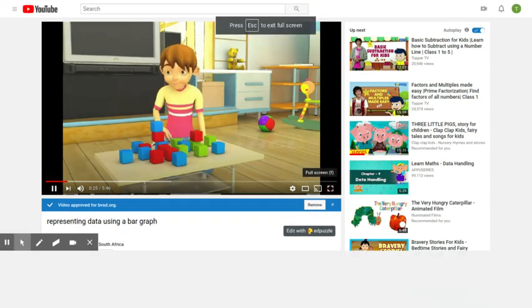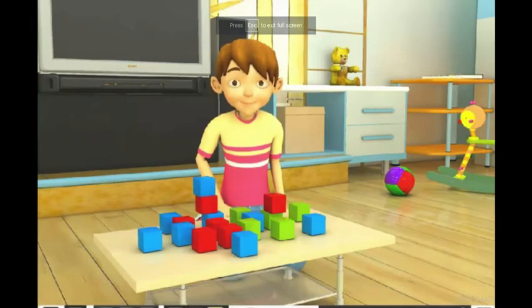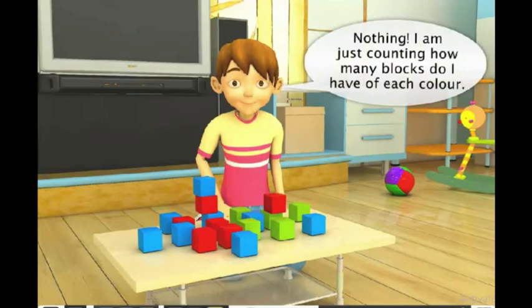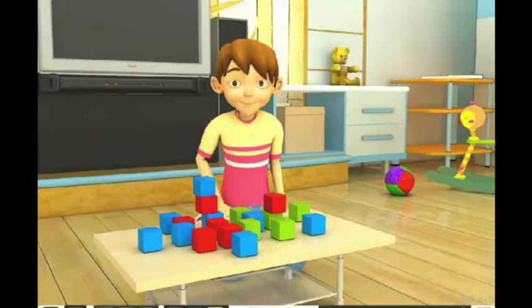There is Sam. Hey Sam, what are you building with these blocks? Sam is just counting how many blocks he has of each color. Sam, without counting blocks, can you tell us which color blocks do you have the most and which color blocks the least?